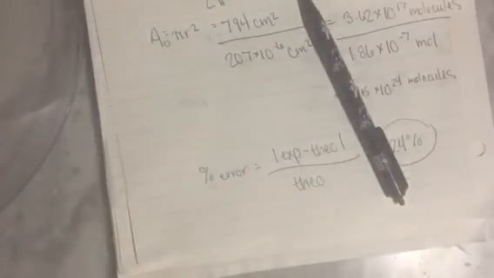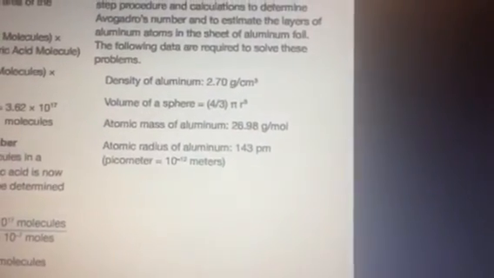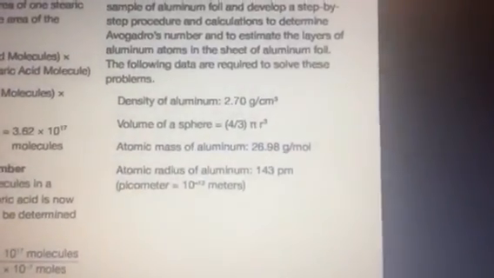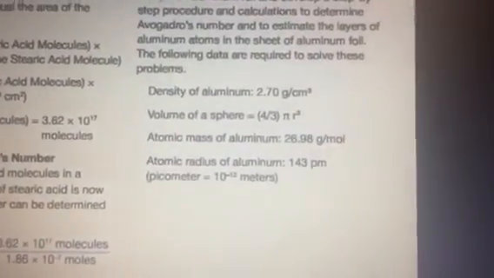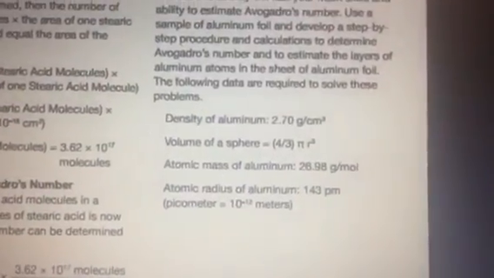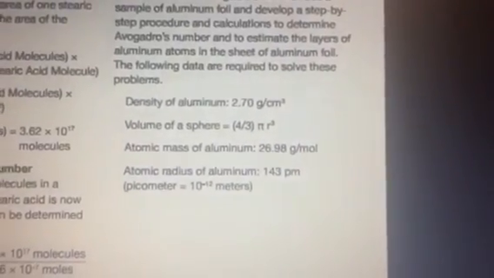And let me add that the only difference between this one and activity 2 is it's the exact same set of calculations, except instead of a flat area, you have a 3-dimensional volume. So be sure to use the information provided here on page 6 of your manual. You'll need your density of aluminum. There's your volume of a sphere, atomic mass and atomic radius. So again, it's exactly what we just did, except you have a volume instead of an area.